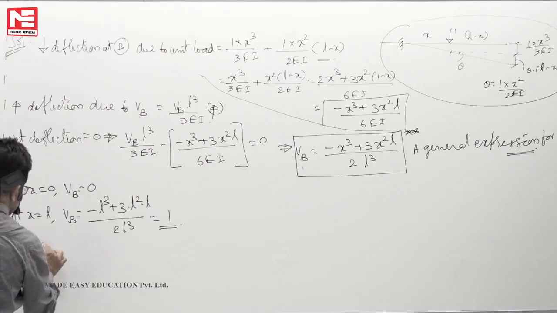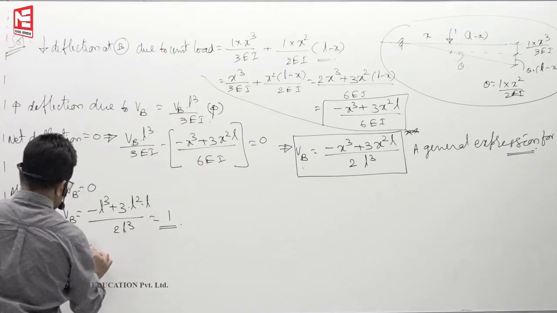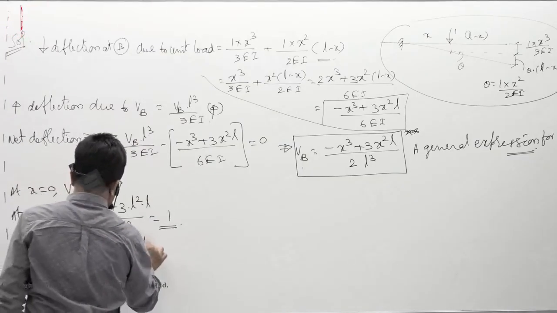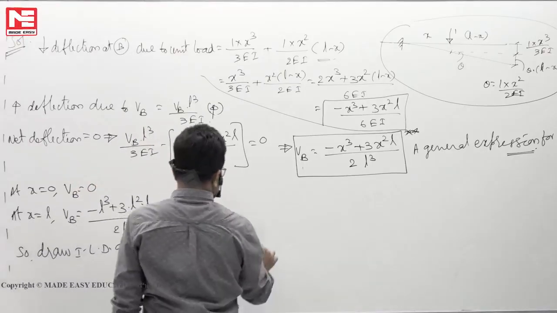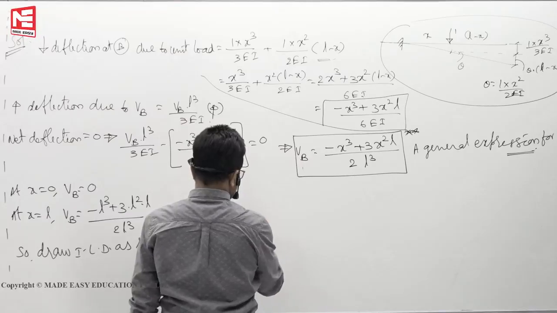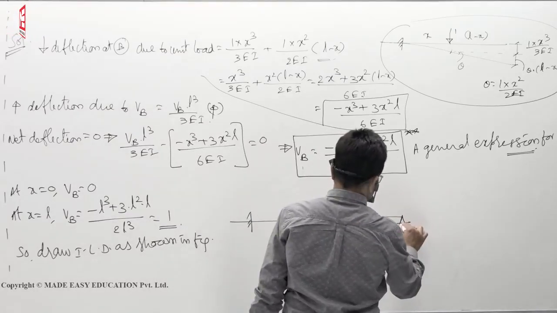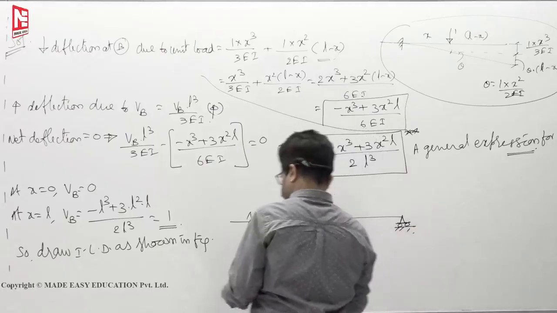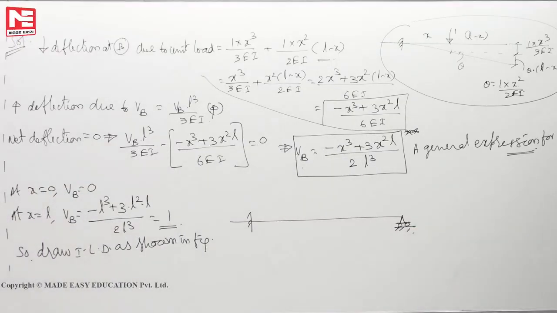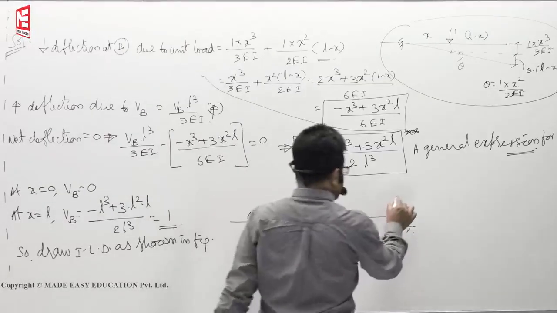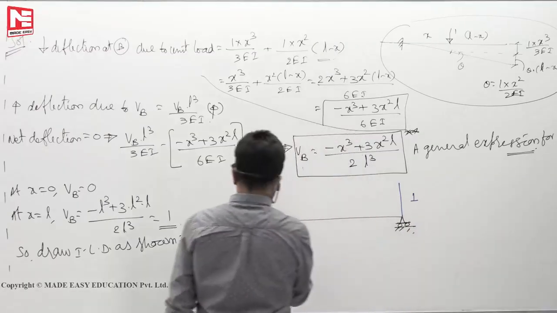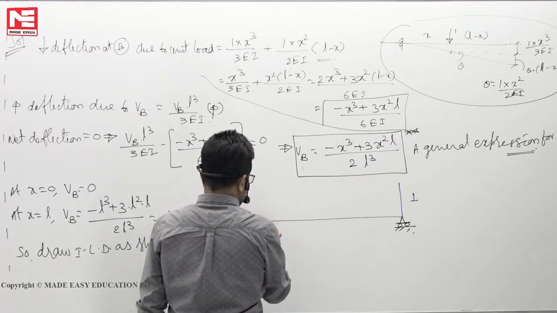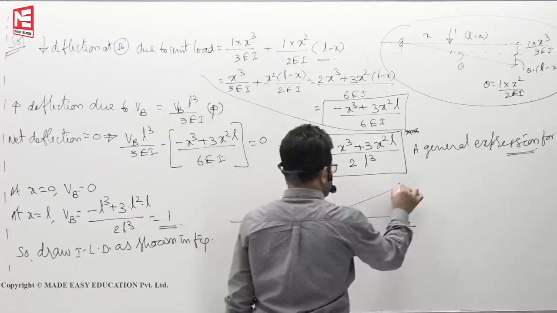So draw the ILD as shown in the figure. This is how the influence line diagram goes. Now see, here the ordinate is 1, here it is 0, and the slope also should be 0. Like this it will run.